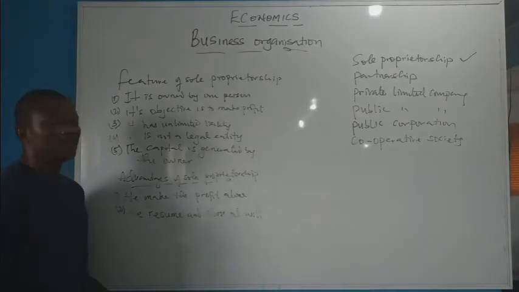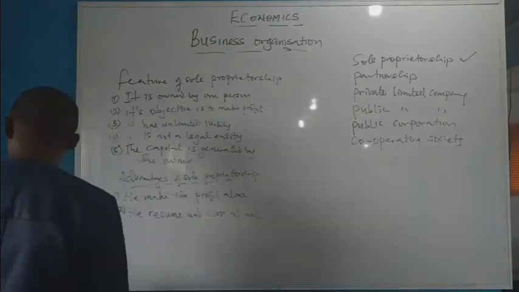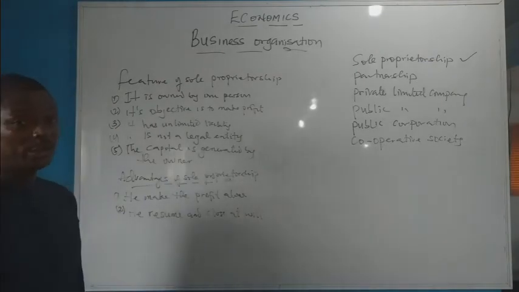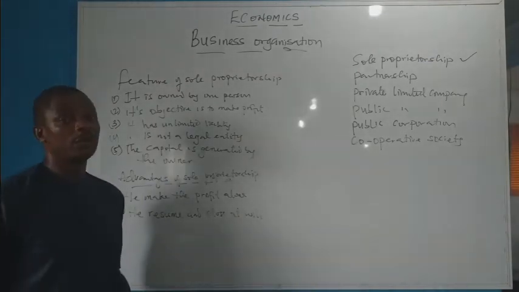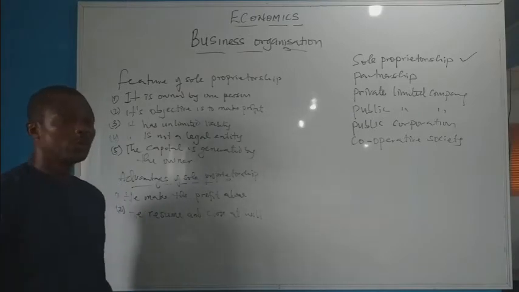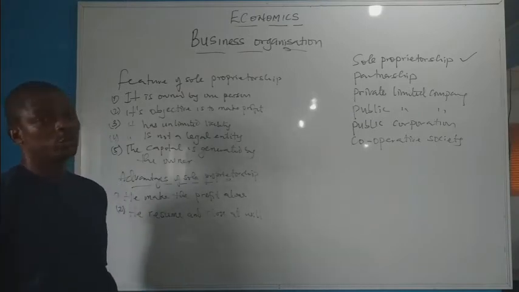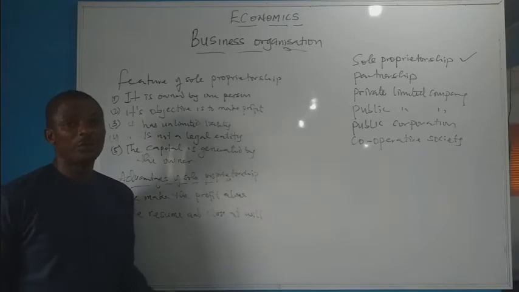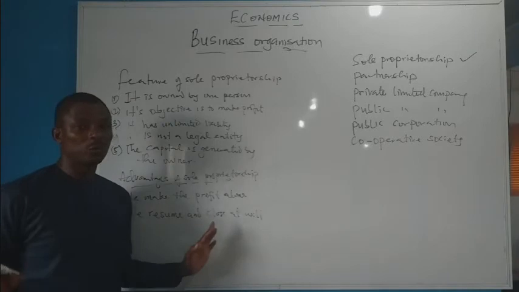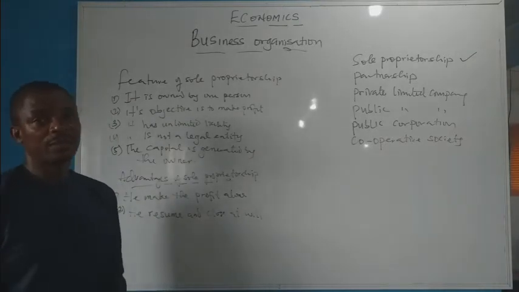of the disadvantages: there is a problem of continuity at the death of the owner. So once the owner dies, there's a problem of what? Continuity once he dies. Then two, there's usually not enough capital. They usually have a capital problem as a result of just one person being involved in the business.